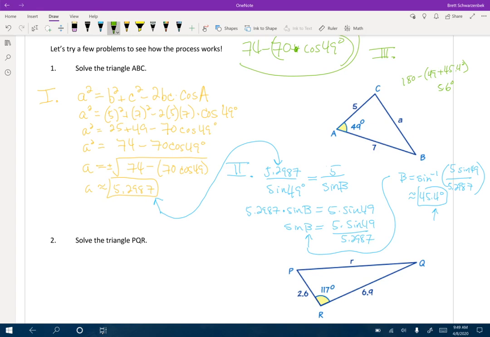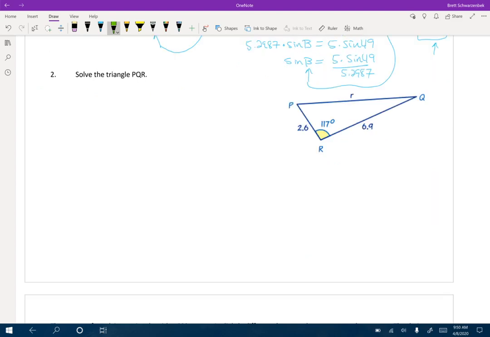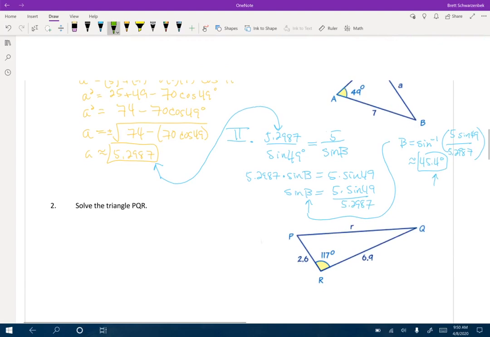Make sure that the biggest side is opposite the biggest angle, medium side, medium angle, smallest side, smallest angle, so that you're essentially checking your work. Okay, so let's do another example using the law of cosines.